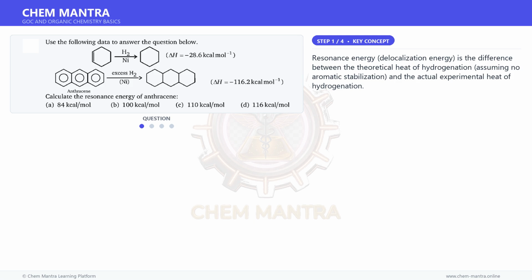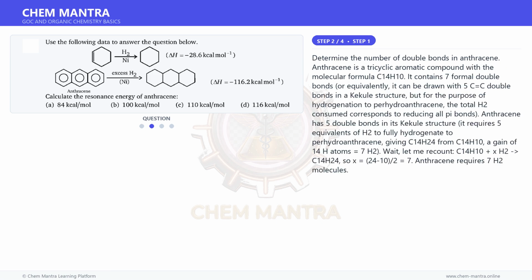Resonance energy, delocalization energy, is the difference between the theoretical heat of hydrogenation, assuming no aromatic stabilization, and the actual experimental heat of hydrogenation. Moving on to the next step.